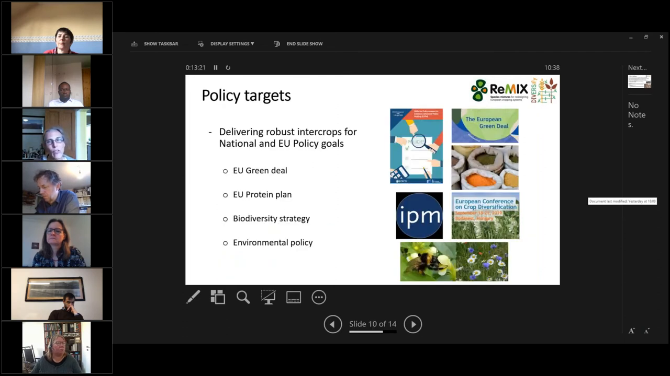So finally, I just want to summarise some of the points that we've collated from across our projects: that legume cropping in general, but intercropping in particular, we think can deliver towards some of the national and EU policy goals that we're currently aiming towards. These are sitting under things like the Farm to Fork strategy in the EU Green Deal, the EU protein plan, by increasing the diversity of crops and supporting greater biodiversity in agricultural systems, and supporting environmental policy in terms of reducing agrochemical inputs, supporting integrated pest management, and reducing reliance on external inputs.